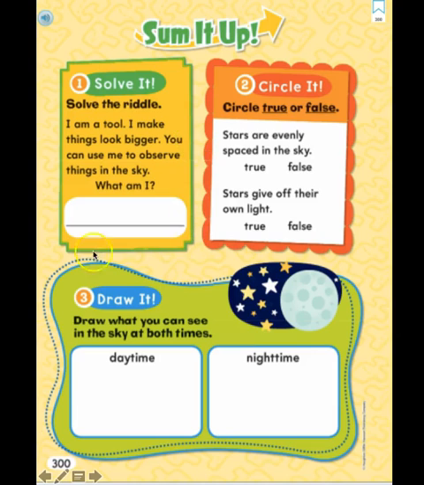Number 1, solve it. Solve the riddle. I am a tool. I make things look bigger. You can use me to observe things in the sky. What am I? So I want you to stop here. You can pause your video, look back through your booklet to find that tool that you could use to look at things in the sky and make them look bigger. Write the name of it here.